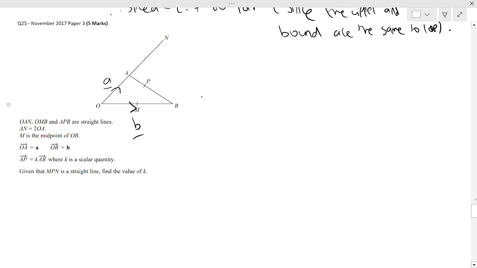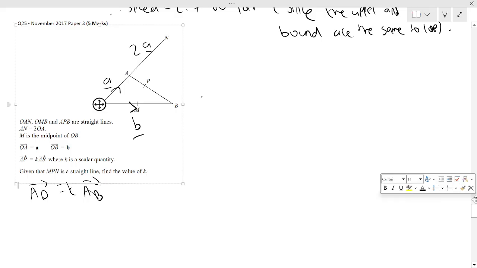And so AN, sorry. Well, AN is 2 lots of OA, so that's going to be 2A, isn't it? Okay, we're also given a midpoint M. So that means OM is going to be half B and MB is a half B as well. But we'll deal with that if we need to. Okay. We are given that AP is KAB. That's going to be important because he's going to ask us to find K.